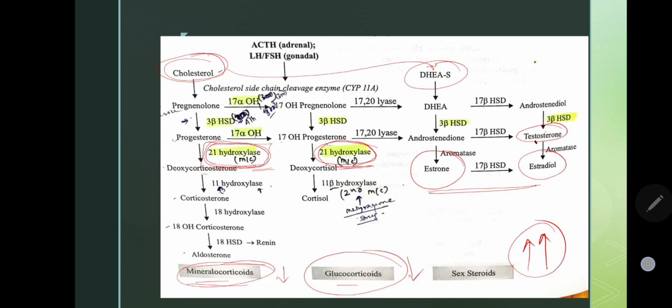So what are the features? In 21 alpha hydroxylase deficiency, the child is suffering from decreased cortisol and so hypoglycemia, that means decreased glucose in the body, so the child has hypoglycemia, is lethargic, and there is decreased blood pressure. Why? Because cortisol maintains the blood pressure. Also there is a decreased production of cortisol.